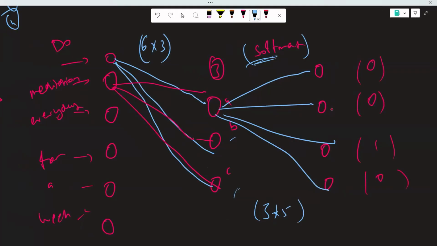So let's say when I passed meditation, I am getting 0010. This is what I'm getting. Now I will pass every day. When I pass every day, let's say I'm getting 10000. Similarly, I'll keep passing the rest of the words.